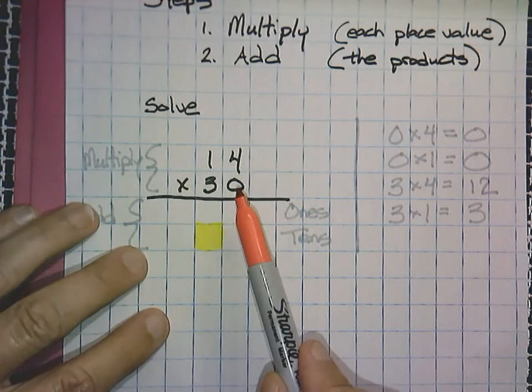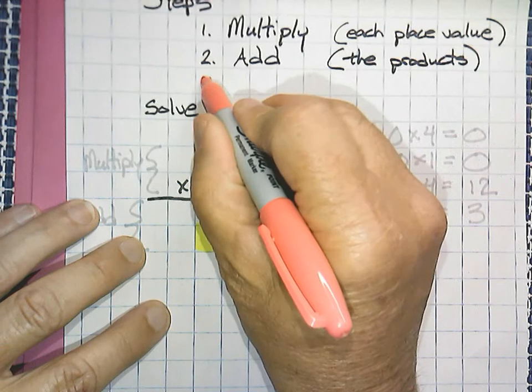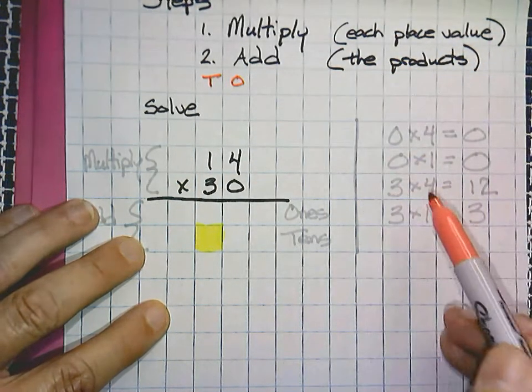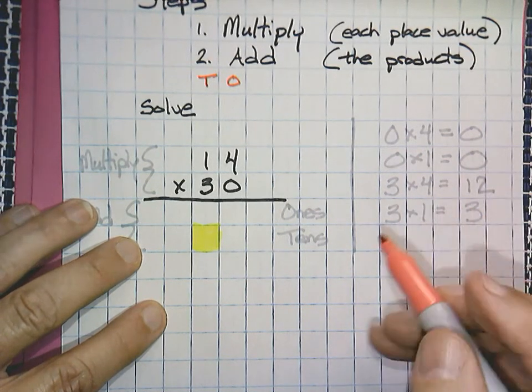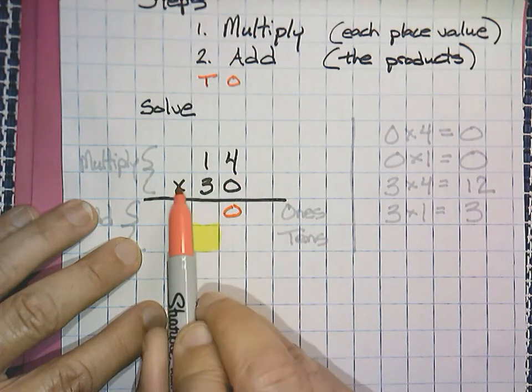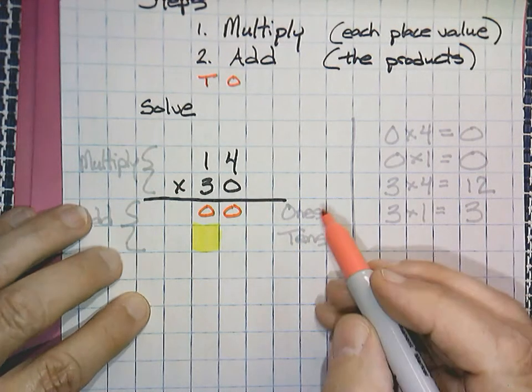14 times 30. And remember, in our place values, we would have tens and ones, and we start with our ones. So 0 times 4, to save time, I showed it over here. 0 times 4, of course, we said is 0. Then 0 times 1 would also be 0. That's why I love zeros, okay?